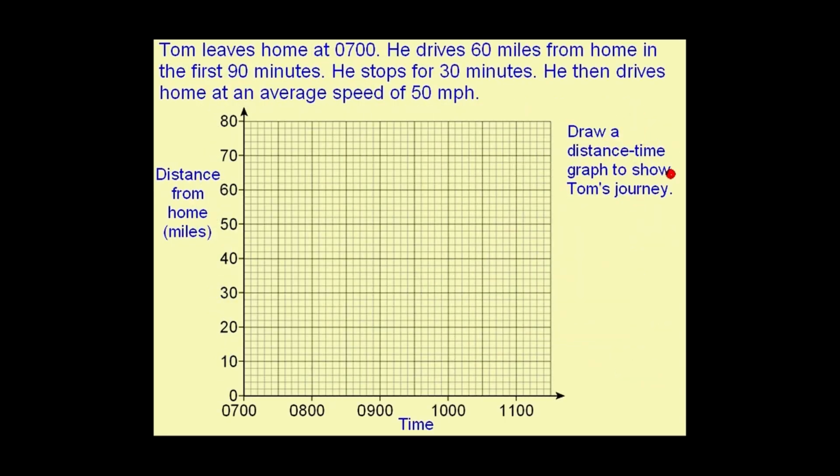Here's your final question. This time you need to draw the graph yourself. You'll need some graph paper. Begin by copying out the axes and then follow the instructions up here to draw the distance time graph. Press pause and have a go. When you're ready, press play. This is what your finished graph should look like.